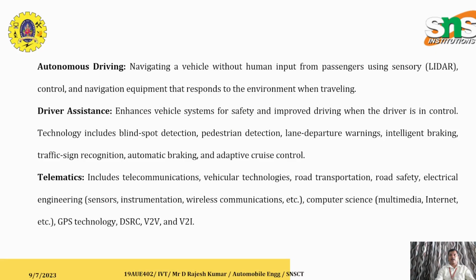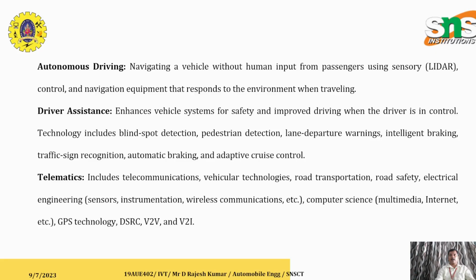So this is autonomous driving aids. That is navigating the vehicle without human input from the passenger. Yes. So the GPS is the data used to navigate the vehicle. Driver assistance is nothing but it enhances the vehicle system for safety and improves driving when the driver is in control. This technology includes blind spot, pedestrian detection, lane departure warning, as well as intelligent braking, traffic sign recognition, automatic braking, and adaptive cruise control. These are the subsystems.